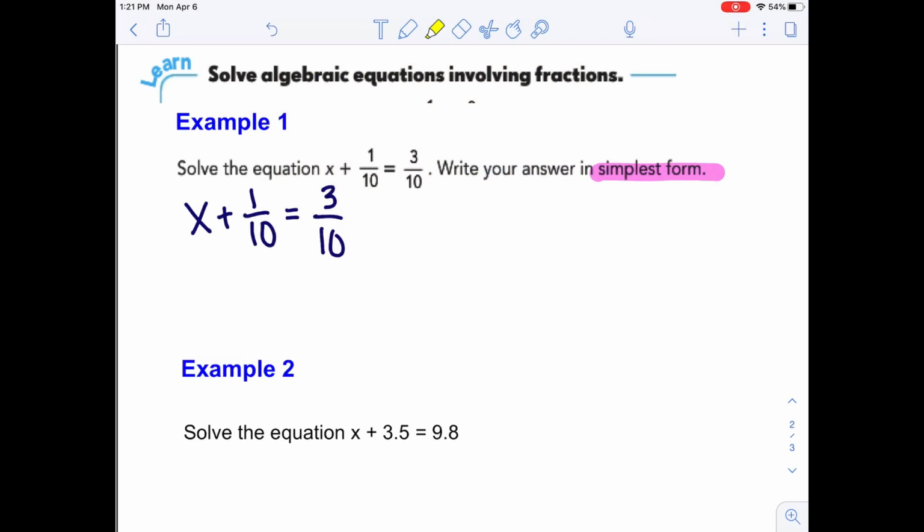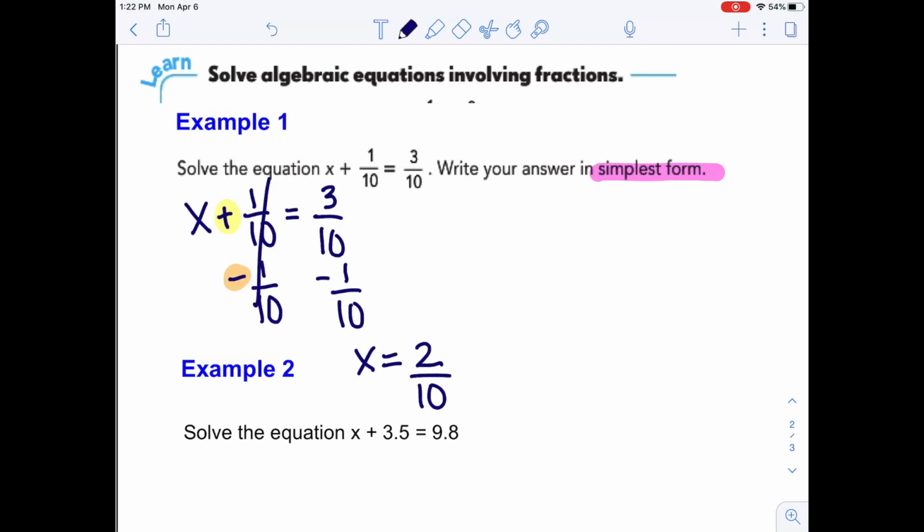All right, and I first want to identify what operation I'm starting with on my variable. I want to get x all by itself. So right now I have x plus 1/10. To get x all by itself, I need to do the inverse or opposite operation of adding 1/10, which would be to subtract 1/10. When I subtract 1/10 from the left side, I also need to do that to the right side to get x all by itself. Okay, I'm left with x equals 3/10 minus 1/10 equals 2/10.